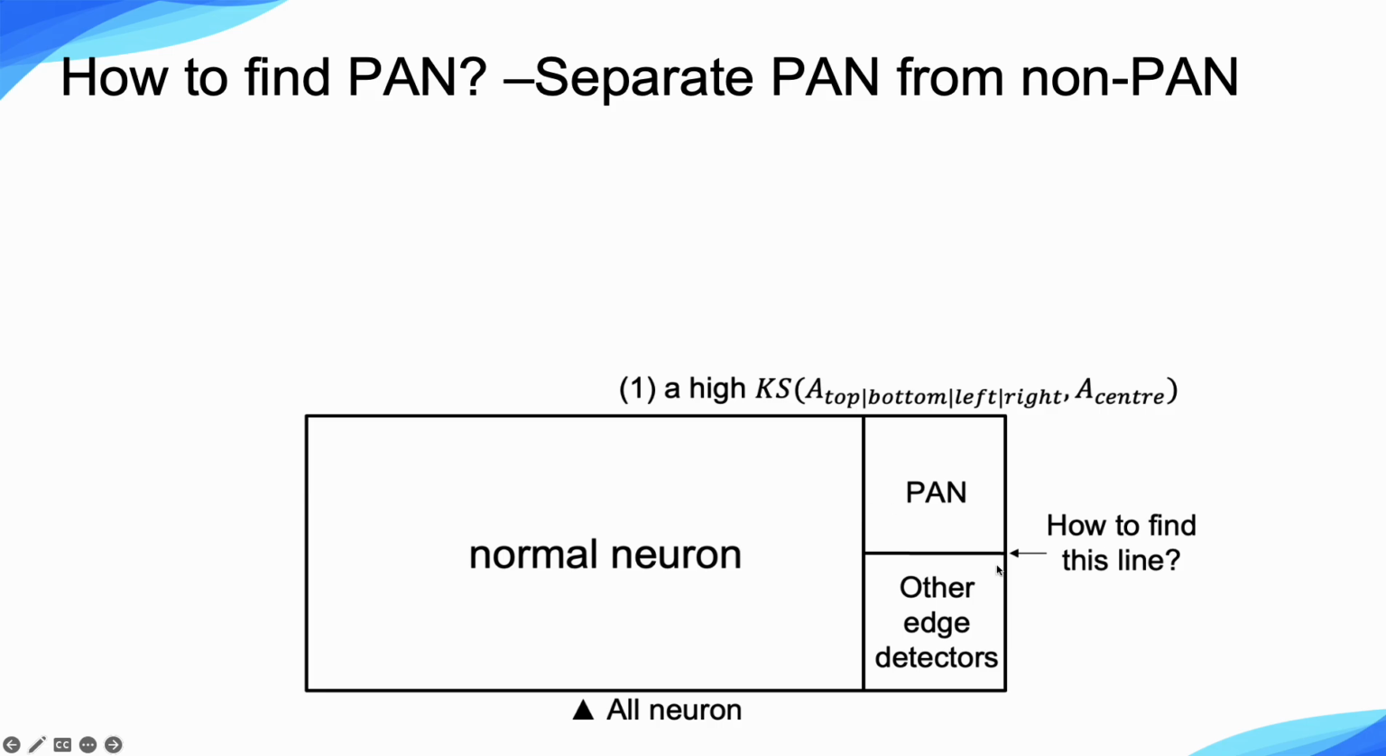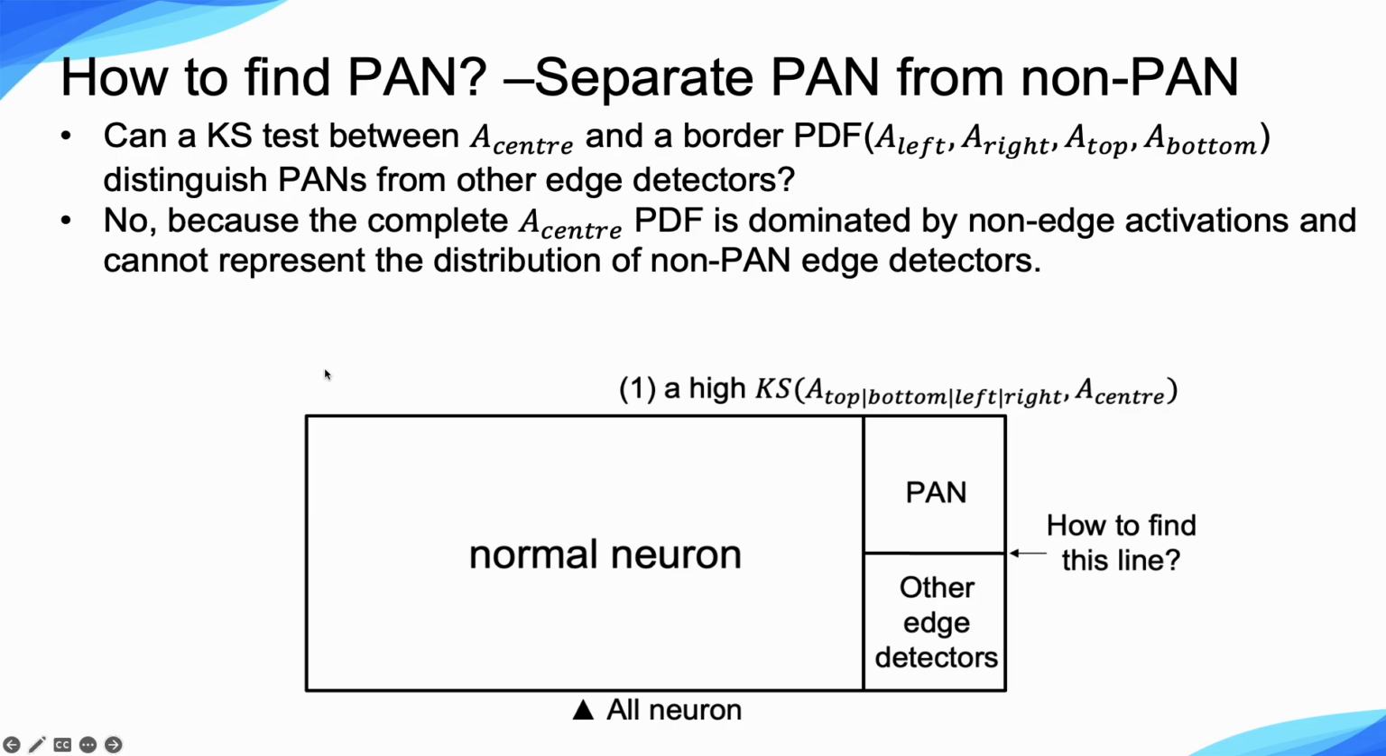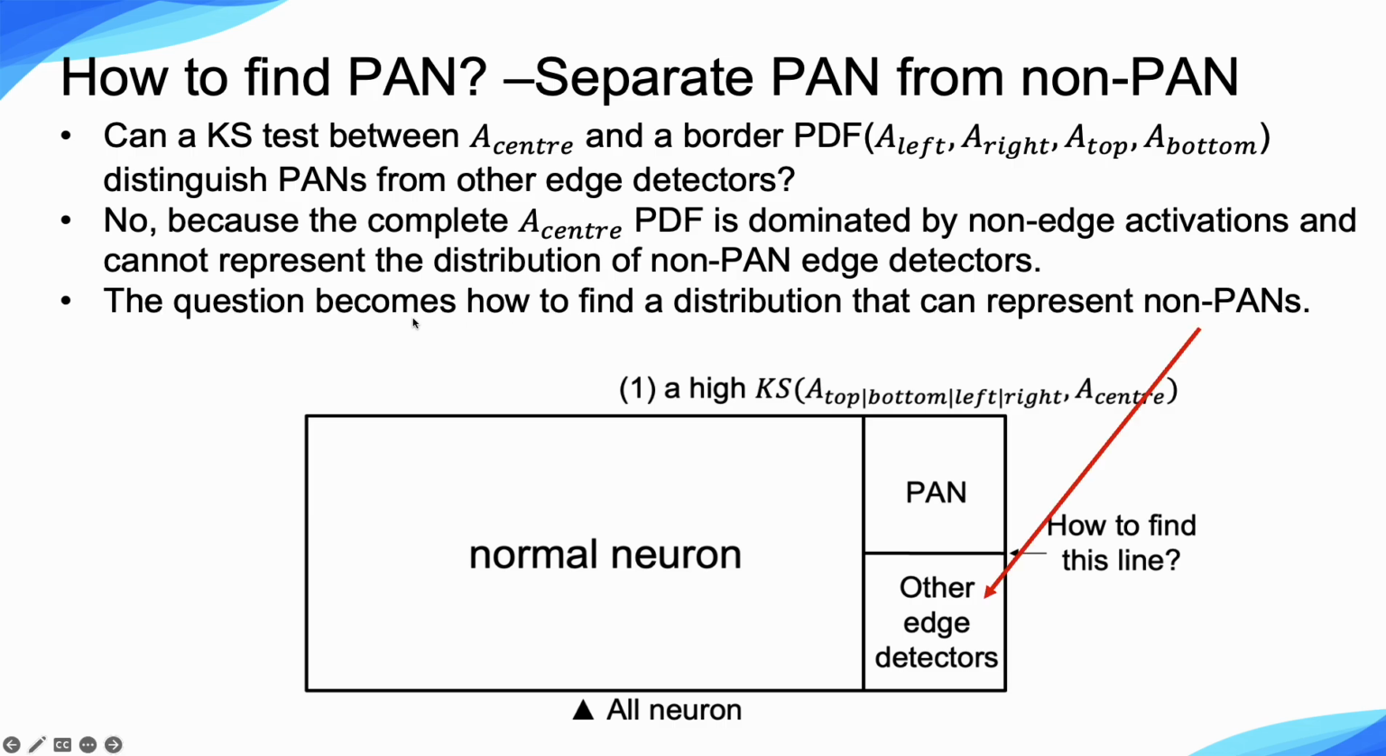So now we want to separate this. And here's a question: can a KS test between a center and a border PDF distinguish pans from other edge detectors? The answer is no, because a center PDF is dominated by non-edge activations and cannot represent the distribution of non-pan edge detectors. So the question becomes finding a distribution that can represent non-pan. How can we find this distribution?